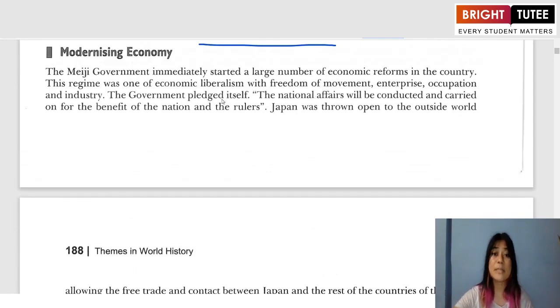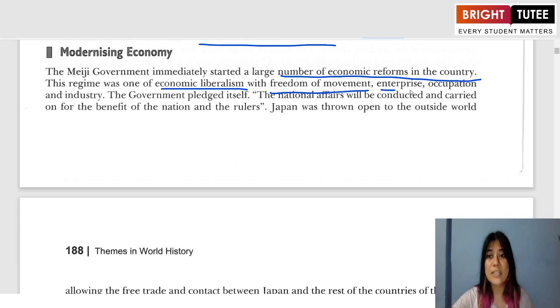Now, the Meiji government, immediately after coming to power, started a large number of economic reforms in the country. It began right away with reforms and changes in the economy. So the regime was one of economic liberalism. Their ideas were guided by economic liberalism, with freedom of movement, enterprise, occupation and industry. They believed in freedom of movement of people and goods, and enterprise, occupation and industry. All this should be free to move around for business, trade, production, etc.